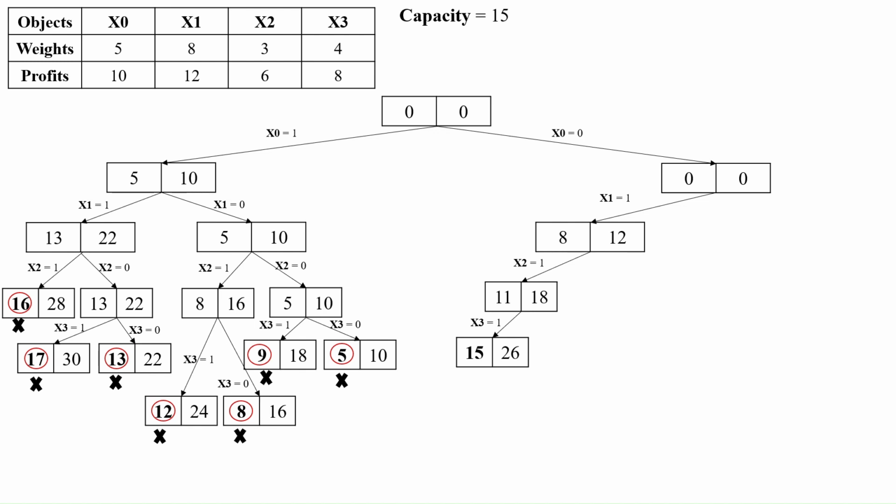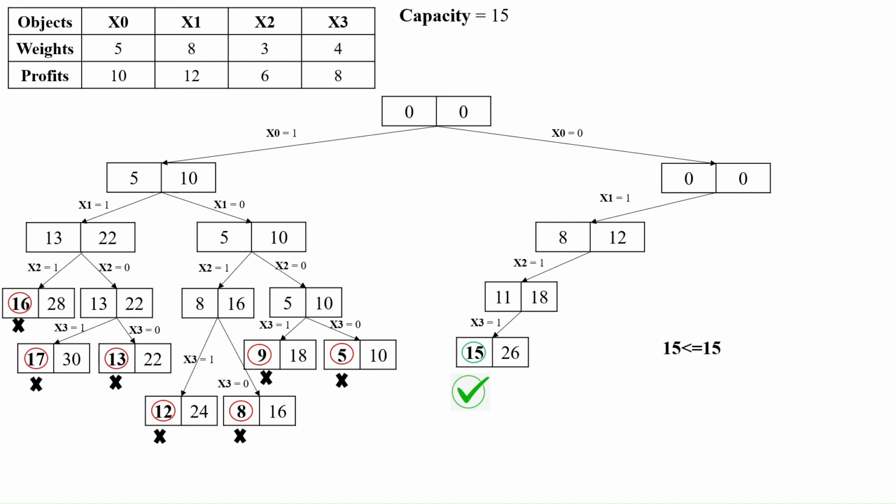Now, in order to move further, we can observe that there are no other objects. That means 15 is equal to 15. That means the bag is full. That means the path which we consider now is a correct path. That means we found one solution.